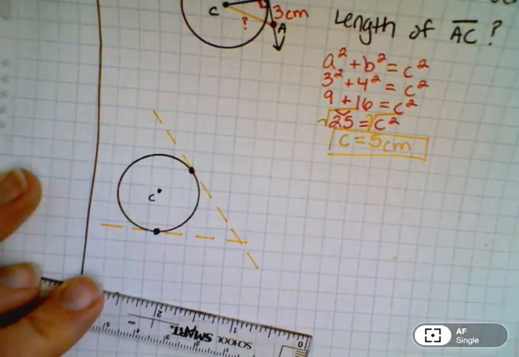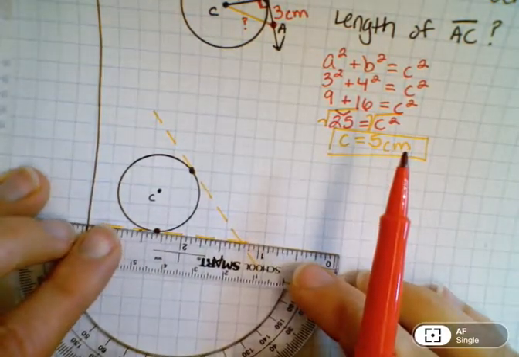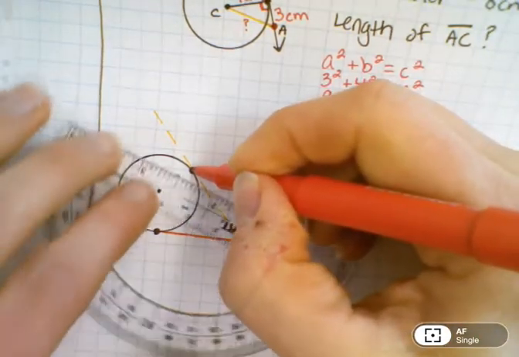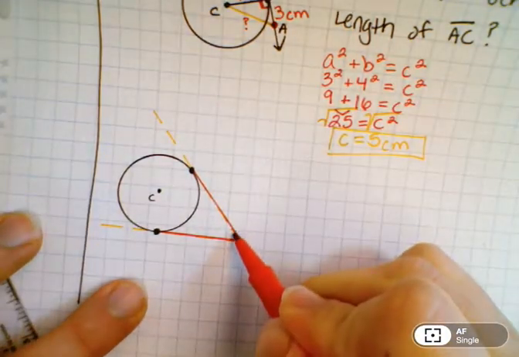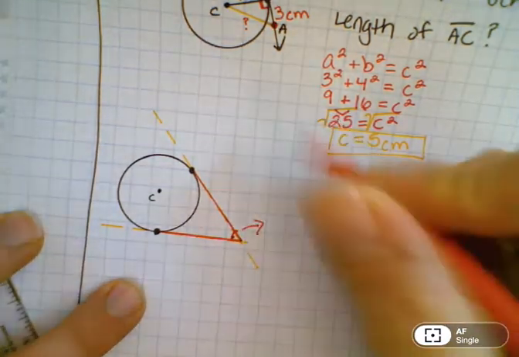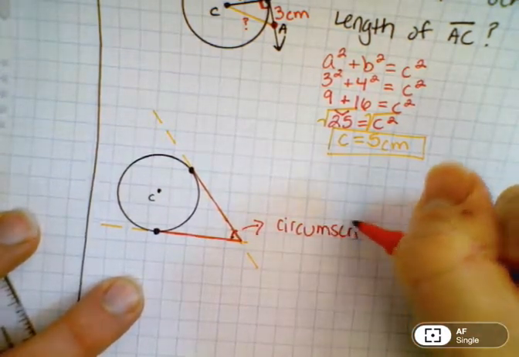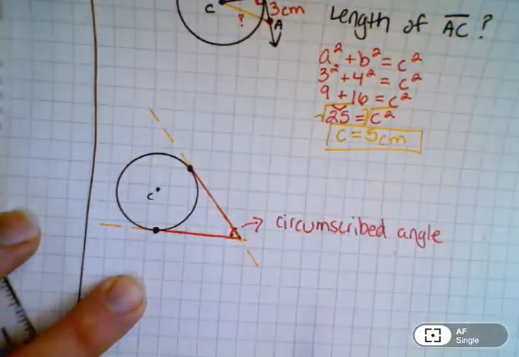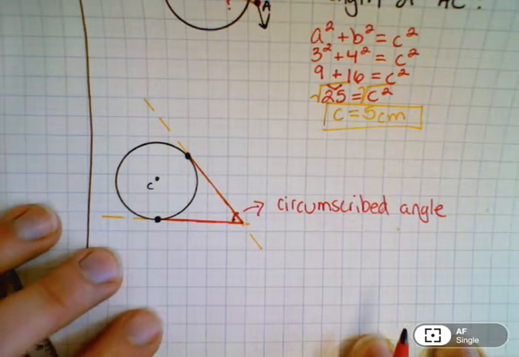So what I'm going to do is come back with a solid line, and I'm going to really highlight that angle. So I've got that portion of that tangent line, and I've got this portion of that tangent line, and this angle that's formed is the circumscribed angle. So there are a couple of interesting things about circumscribed angles.